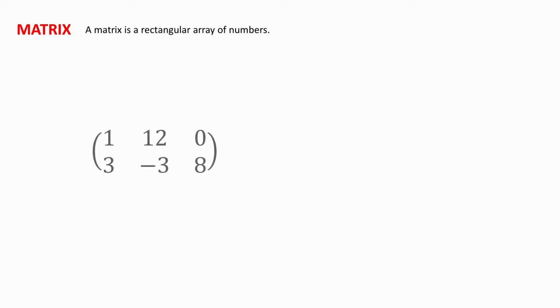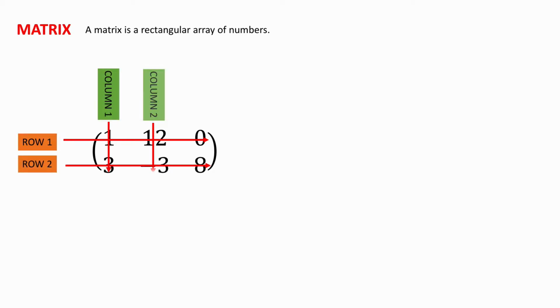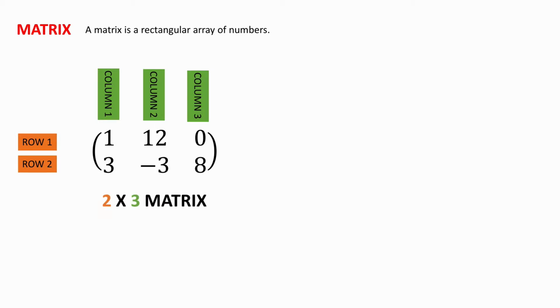Alright, so first we'd start off with the definition of a matrix. A matrix is just a rectangular array of numbers. This here is an example of a matrix. And a matrix is comprised of rows and columns. In this case, we have 2 rows and 3 columns. And this matrix is called a 2 by 3 matrix because we have 2 rows and 3 columns. We call 2 by 3 the order of the matrix or the dimension of the matrix.